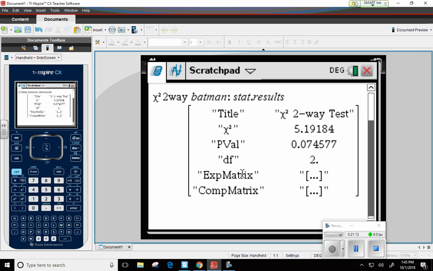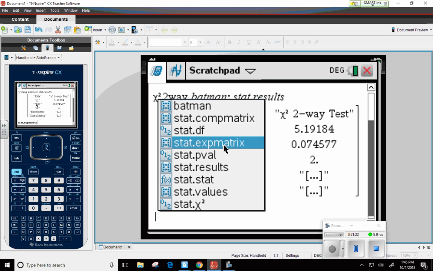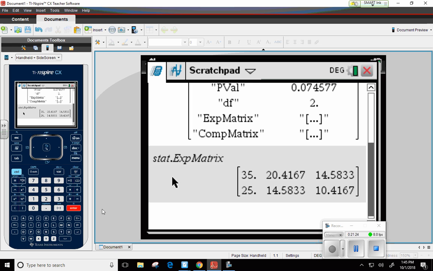How would I pull up that expected matrix? Hit the variable button, and then we want the EXP matrix, enter. Aren't those the values that we came up with when we did it by hand? There you go. That's everything we've been talking about when it comes to chi-squared.